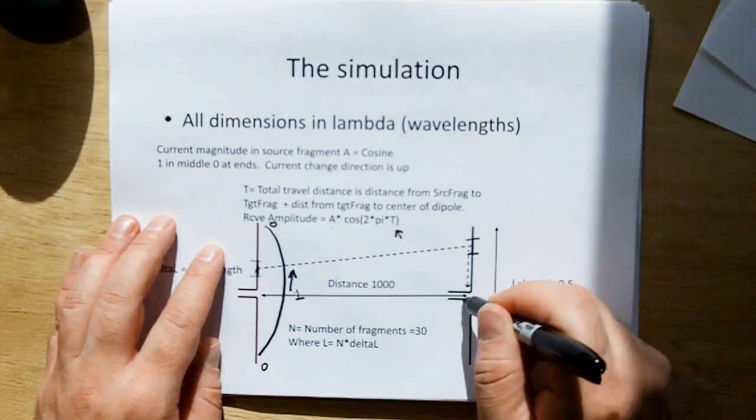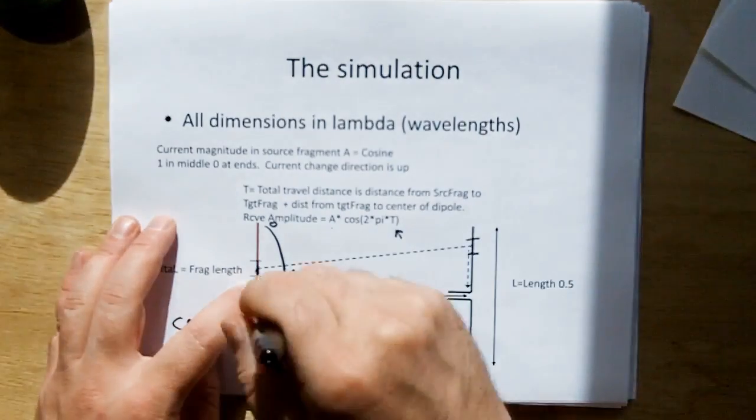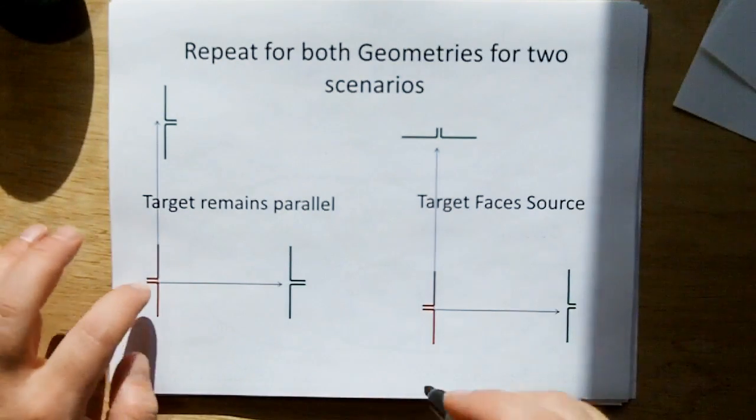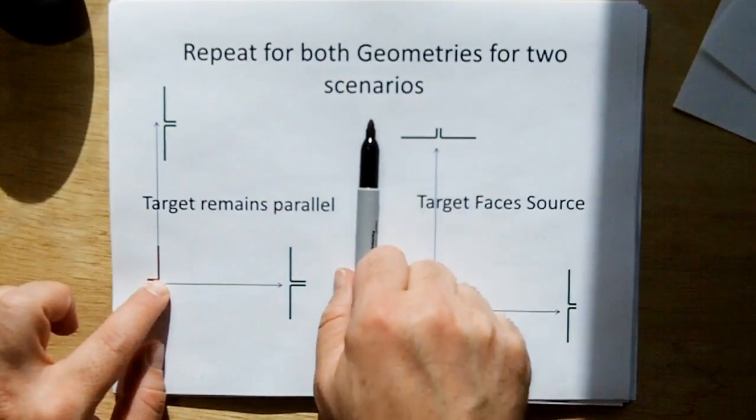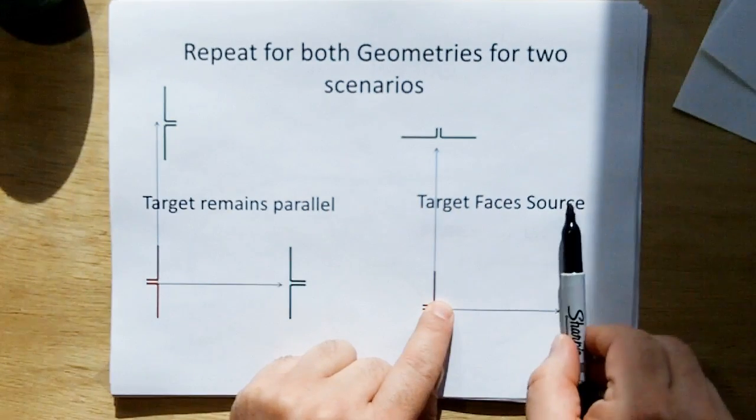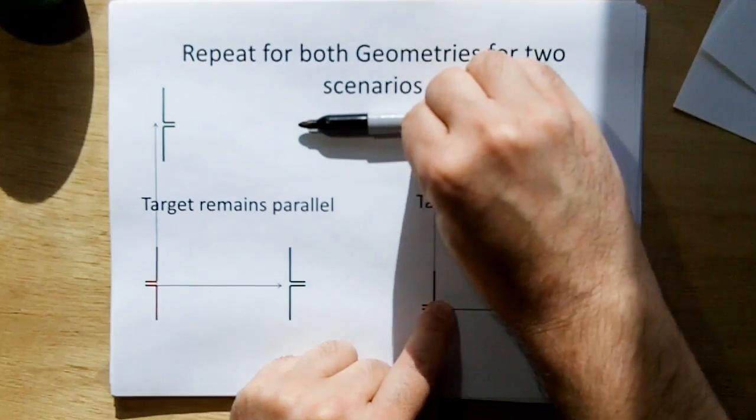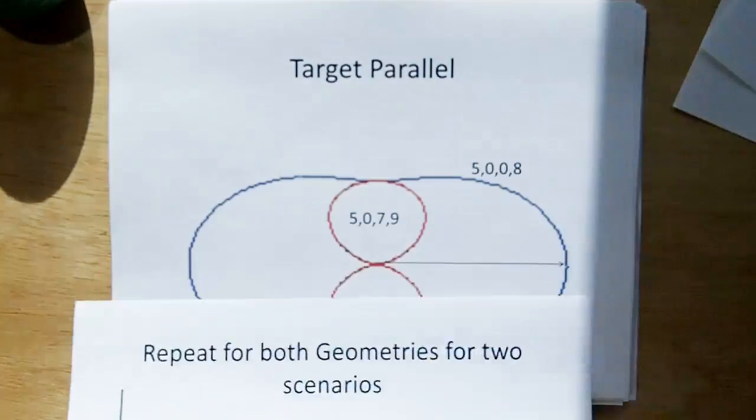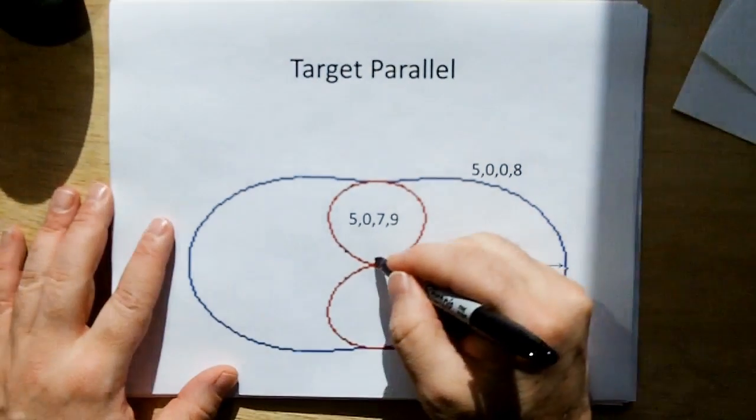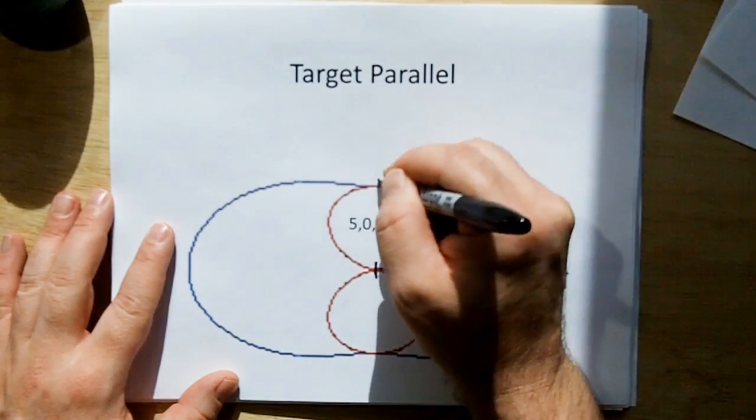And then move the target dipole around in a complete circle around the source dipole. There are two scenarios. One where we keep the target dipole parallel all the way around as we move it. The other where we make sure the target faces the source as it moves around the circle. The first result is where the targets remain parallel. In other words, the source dipole is here, the target dipole is here and then moved around, but kept parallel as it moves.